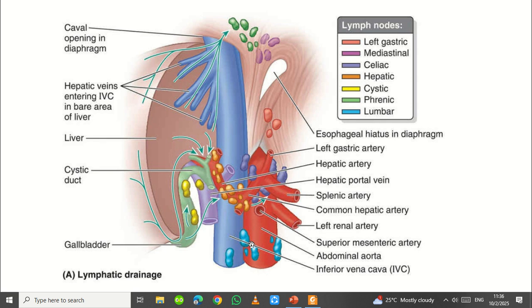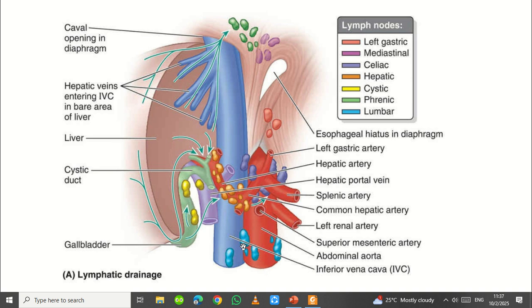And take note of this. The liver, since it's the largest internal organ, produces about one quarter to one half of the lymph of the body. How fascinating is it? It comes from the liver, right?